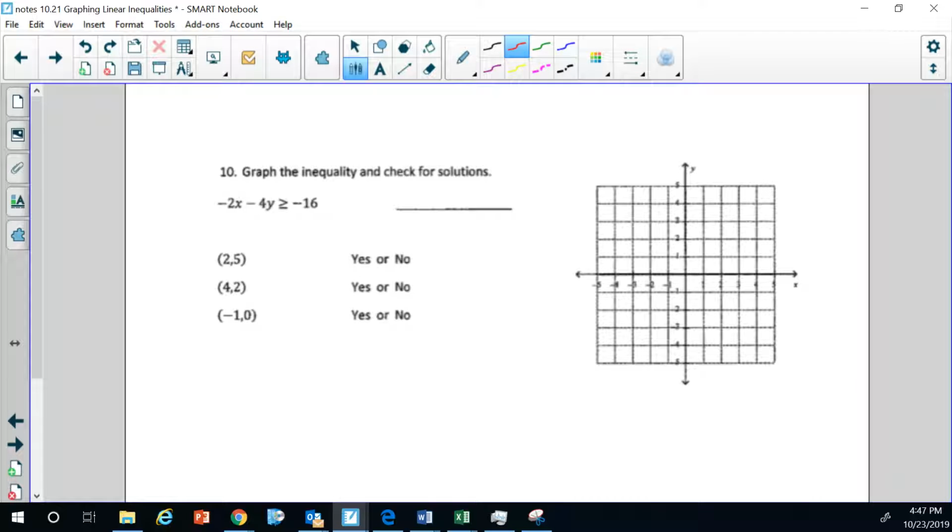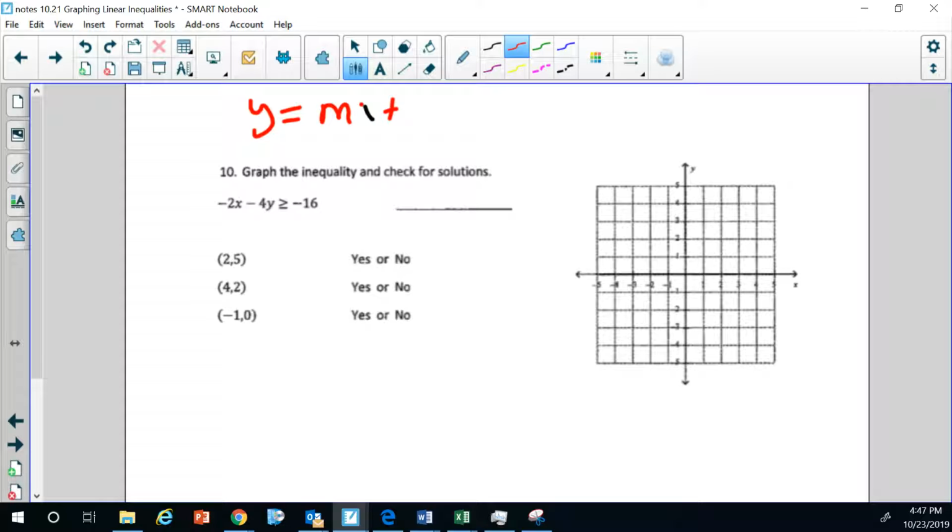Okay, this is number 10 on the review. You're asked to graph the inequality and check the solutions. You can do this in two ways, and I'm going to show the first way. The first way is to solve for y, put it in the slope-intercept form, y equals mx plus b.